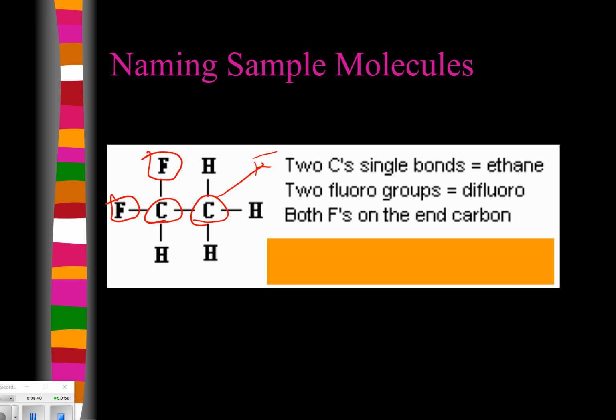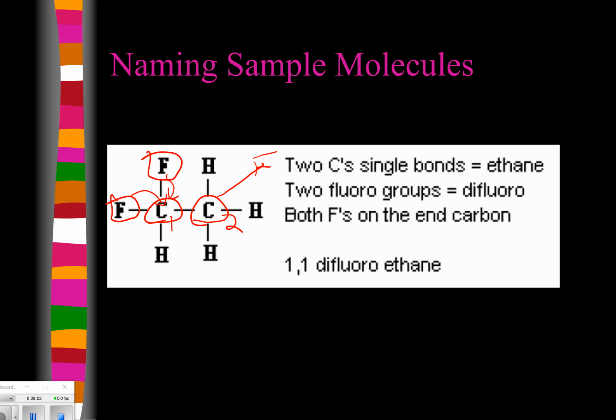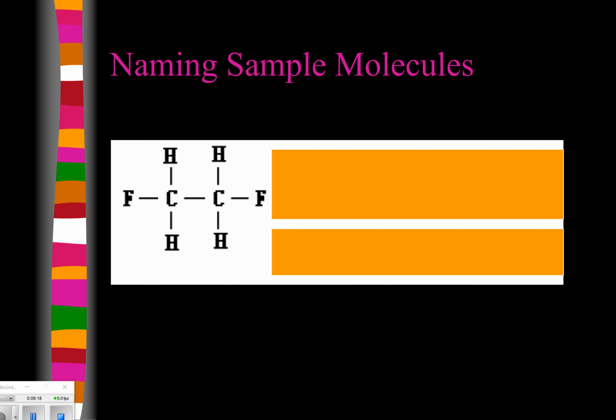And if you think about it, if one of them was on one carbon and one on the other, we'd probably want to identify that. So we do that with numbers. Since we want to put these fluorines on the lowest numbered carbon possible, we're going to call this carbon 1 and this carbon 2. So this becomes 1,1-difluoroethane. So the numbers at the beginning are indicating where these 2 fluoro groups are located. So we will indicate position with numbers directly in the name.